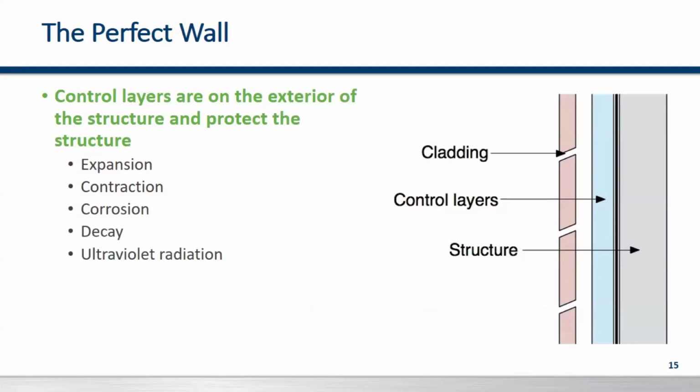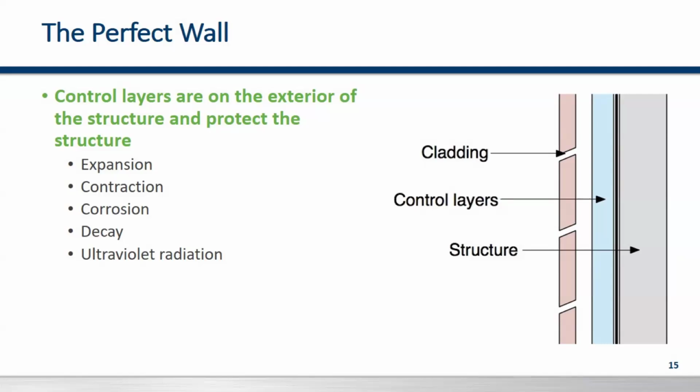Now, these control layers are done to protect the structure, and that's why they are on the outside of the building there, because ultimately we have to protect the structure. Now, there's a couple areas of compromise that can hurt or harm the wall assembly and the structure. And that could be corrosion, ultraviolet's very tough on buildings, expansion and contraction.